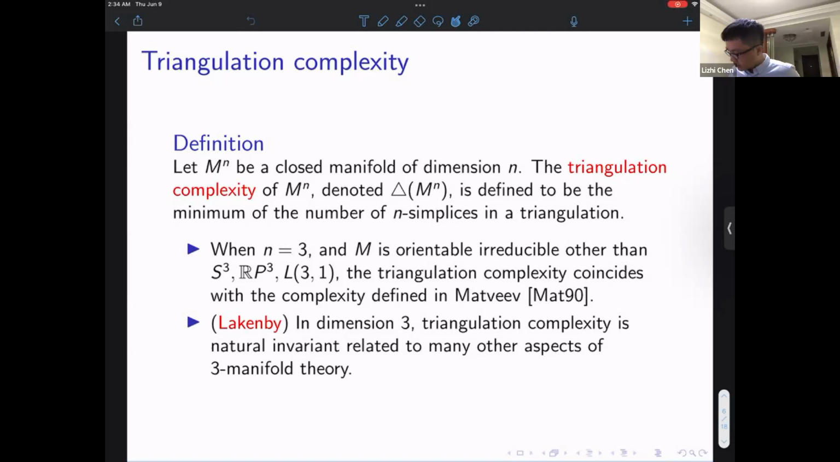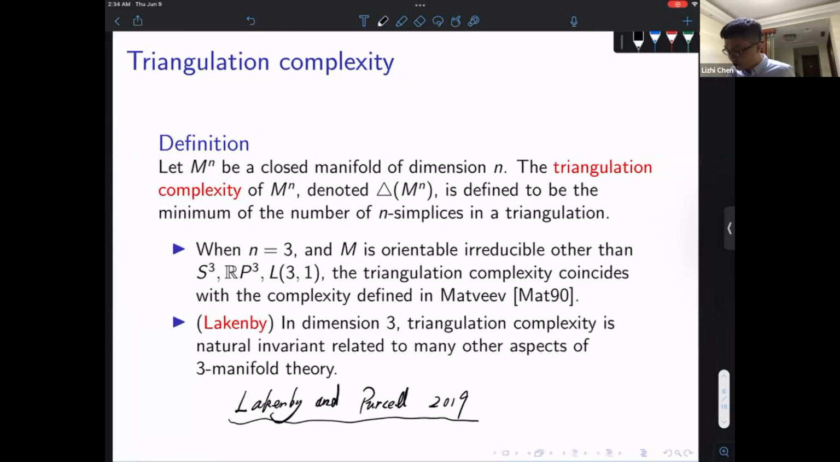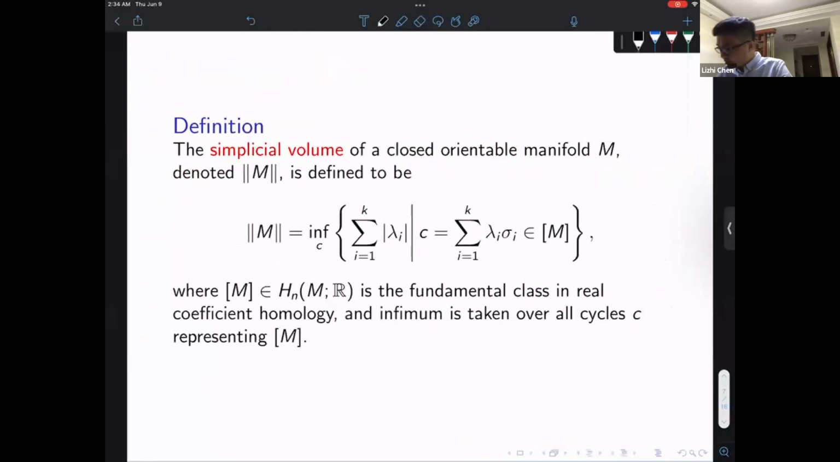Recently, Professor Lackenby and Professor Purcell, in 2019, studied the triangulation complexity of 3-manifolds fibering over the circle. So this is the definition of triangulation complexity.